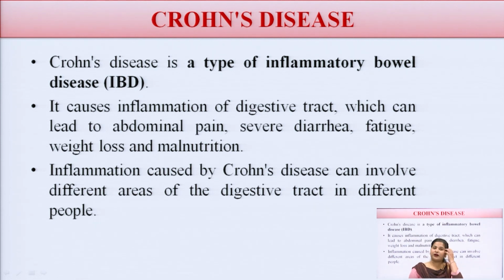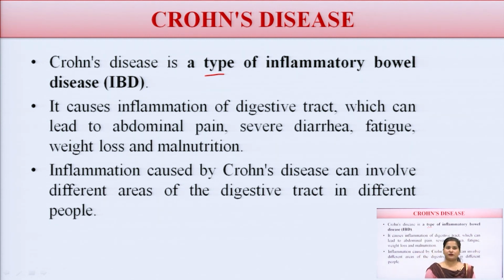Now, if we talk about Crohn's disease, right. Earlier we talked about Crohn's disease. Crohn's disease is chronic, and this disease causes inflammation in the entire part of the GIT, right. So this Crohn's disease is a classification of inflammatory disease, and it affects the digestive tract.